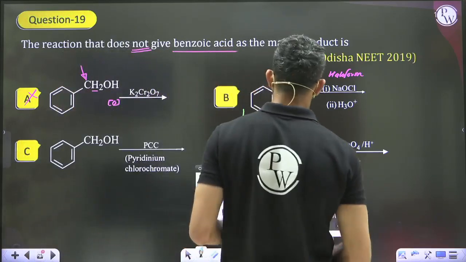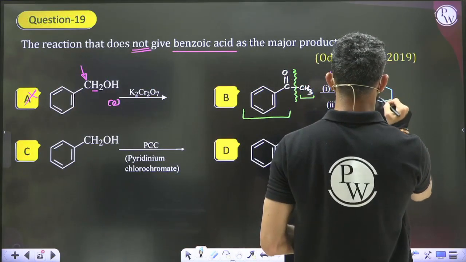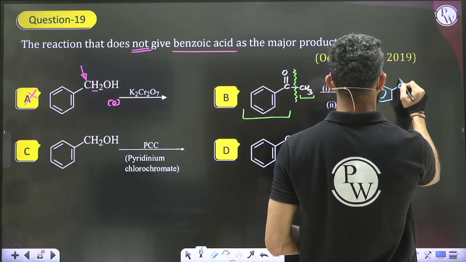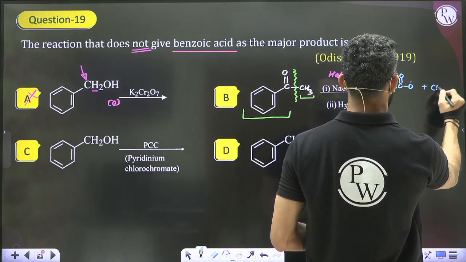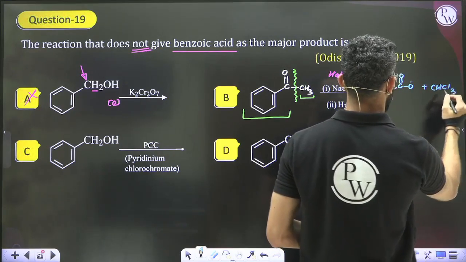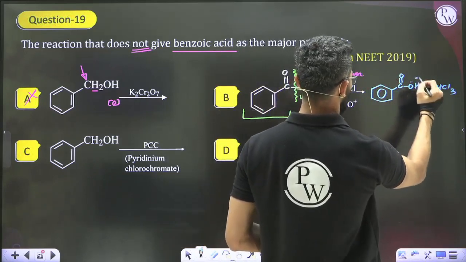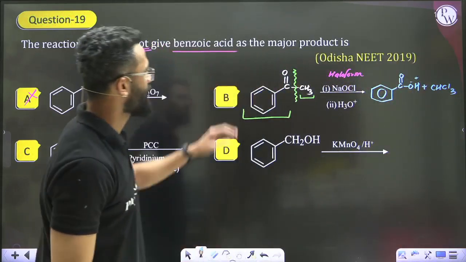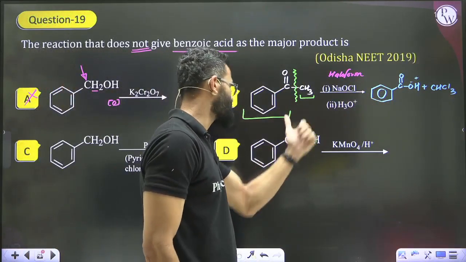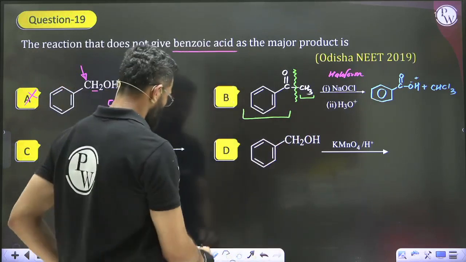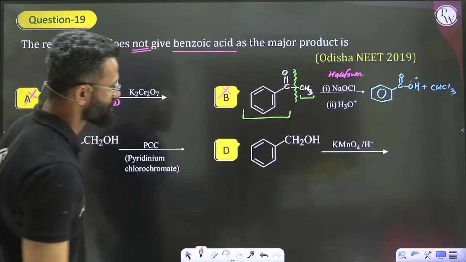Meaning the product of this reaction will be the conjugate base of carboxylic acid plus haloform, that is CHCl3. Once this is obtained, second condition is hydrolysis, so this will be protonated. I'm directly writing here. So we'll be getting COOH. Meaning haloform reaction will help us to form benzoic acid if our substrate is acetophenone. So this cannot be our choice because they are saying we do not want benzoic acid as the product.